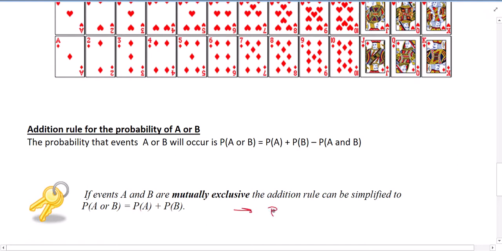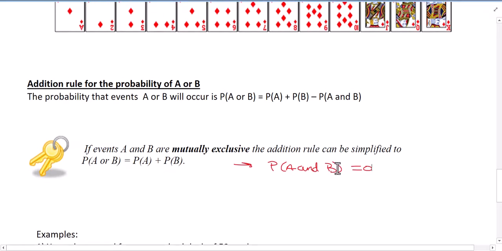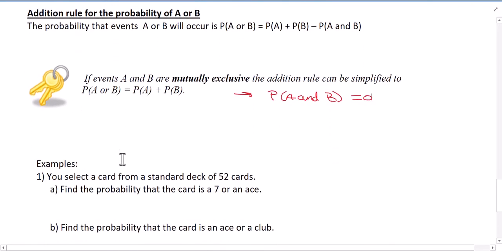What this means is that the probability of A and B is zero, right? When you get a probability of zero, zero means it never happens. So when they're mutually exclusive, that means A and B never occur at the same time, which is what it means to be mutually exclusive. They cannot occur at the same time. So let's find these probabilities.